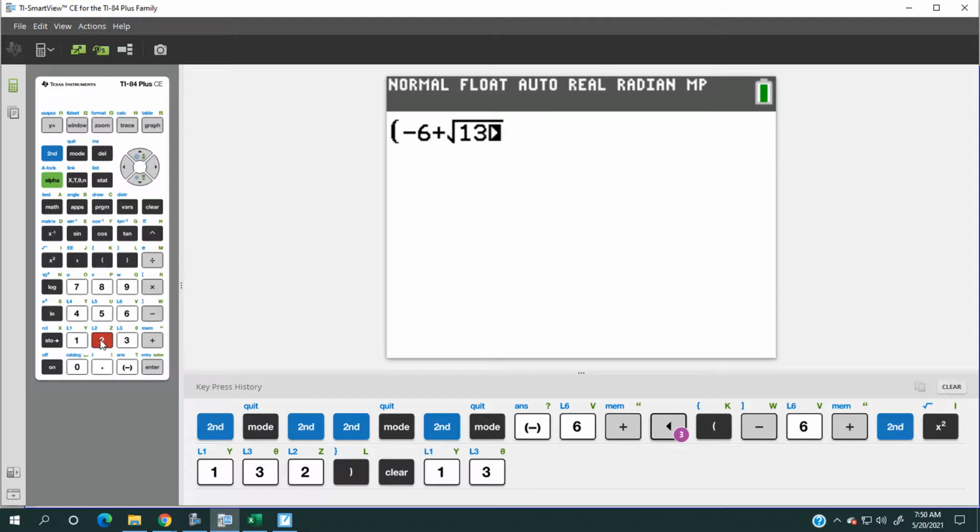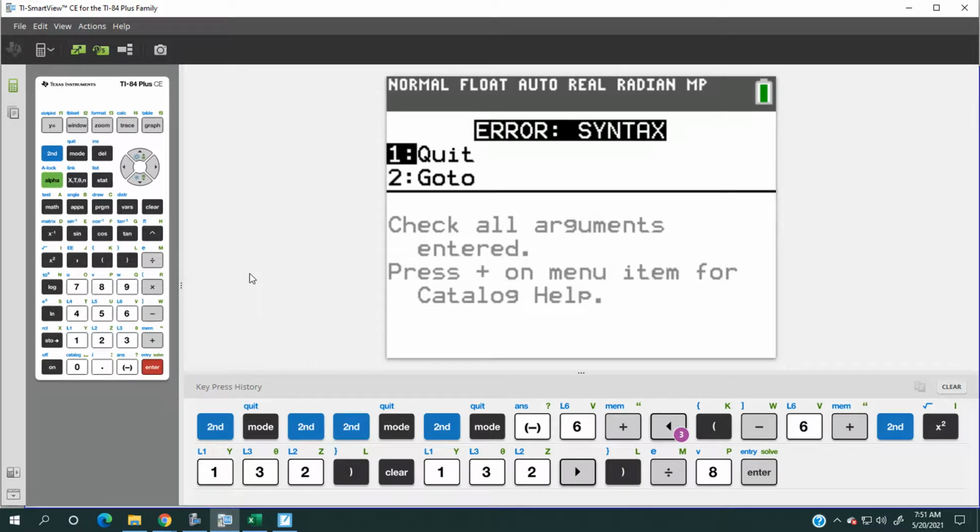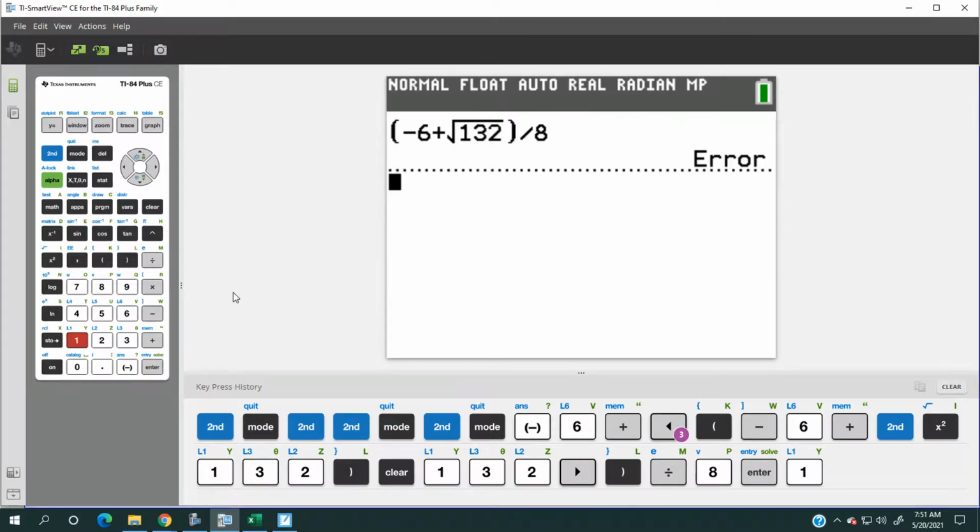132. Go like that. Close the parentheses. Divide that whole thing by 8. All right, let me double check. Negative 6 plus the square root of 132 over 8. All right, enter. What did I do? Check all the arguments, enter. Okay. All right, let's see.